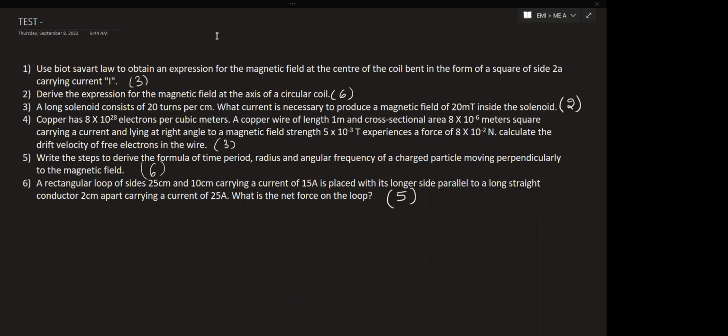Okay, Astha, I've received your paper. You can leave. Thank you, ma'am.